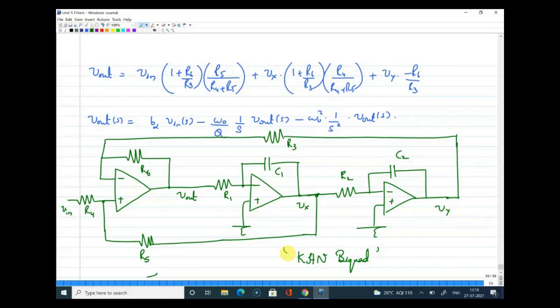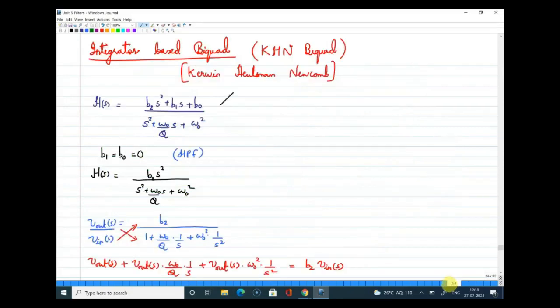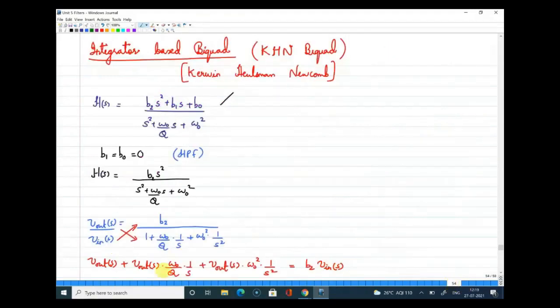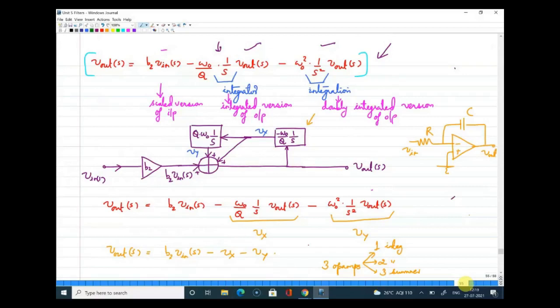Is this clear? Can I get a response? Maybe you will take a little more time to understand when you go through it again. So let me just revise it here itself. We started with the biquadratic transfer function. We substituted B0 and B1 equal to 0, and we got a high pass filter. We rearranged the expression, and we got the expression seen in red. Then, with the same expression, we left Vout on the left side and took all the other components to the right side, and observed that there are two integrations coming. One is a single integration of the output. The other one is a double integration of the output.